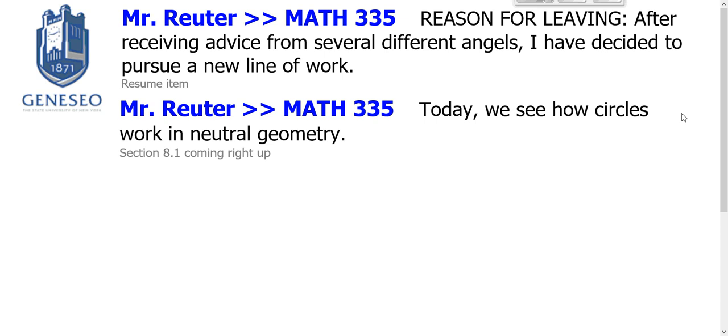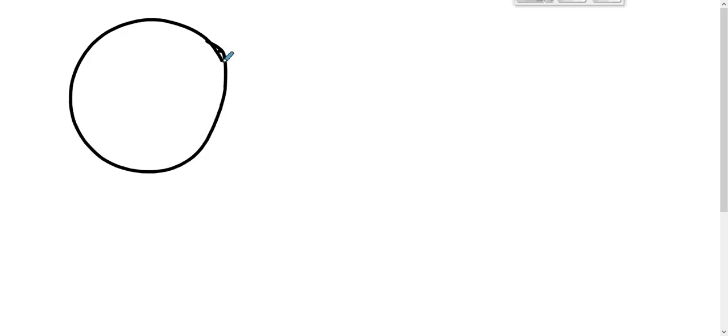Well, it's about time that we started talking about circles. And neutrally speaking, we have not talked about a circle. Triangles, quadrilaterals, polygons, area, nary a circle to be found. Let's make sure that we all know what we're talking about when we talk about a circle.